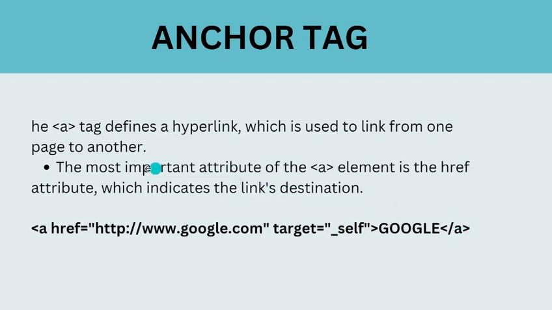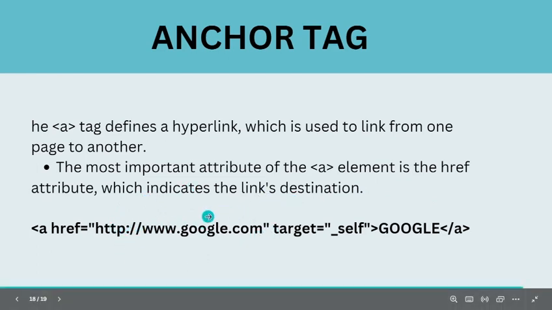Now going into the anchor tag. The anchor tag defines a hyperlink which is used to link from one page to another. Here we use the href attribute which indicates the link's destination. So in href we'll give the link of the required destination we want. So we'll see the example to understand it more.